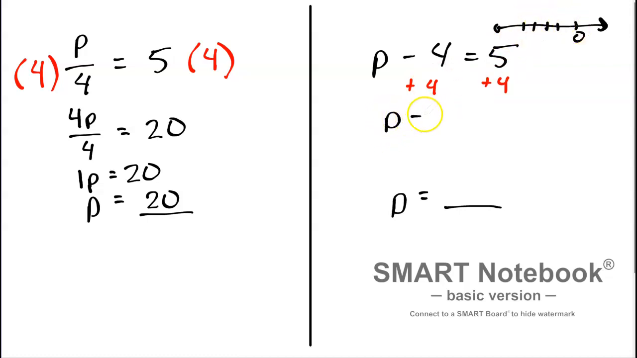So really, I'm at p minus 0, and 5 plus 4 is 9. Okay? So pay attention to this part. If I took -4 and I add 4, I get 0. Mister, if you subtract 0 from anything, it stays the same. Okay, good. So that's how we get the p by itself. Do you understand? Okay.